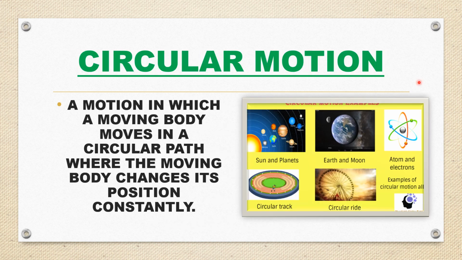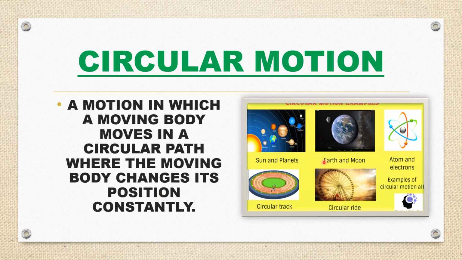All right. Now, let's start with what is circular motion. Let's read the definition. A motion in which a moving body moves in a circular path, where the moving body is going to change its position constantly.